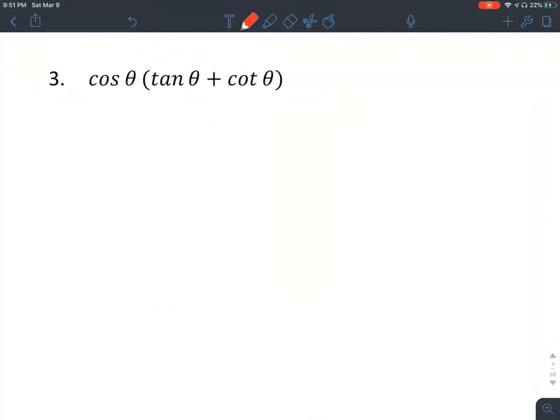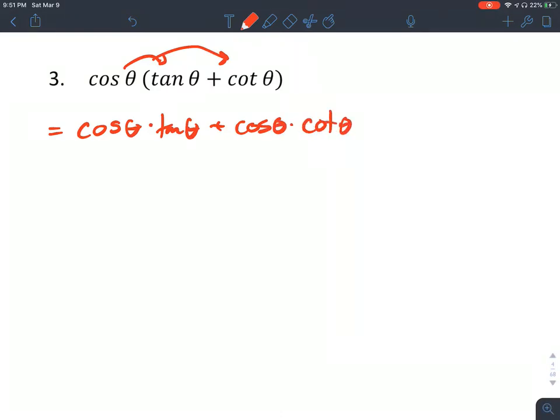Let's do another. I'm doing each of these problems slightly different than the previous one, just to show you have lots of options. If you're looking at this thinking, I know what you should do, change everything to sine and cosine, then that's absolutely correct. You can do that. But I did that for the first one that was like this. So this one I'm going to show you a little bit different. I'm going to distribute first. So this is going to be equal to cosine of theta times tangent of theta plus cosine of theta times cotangent of theta.